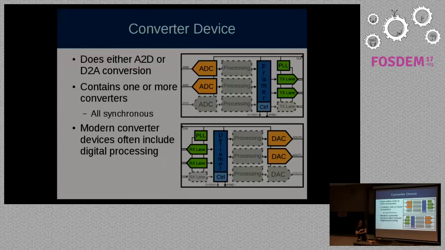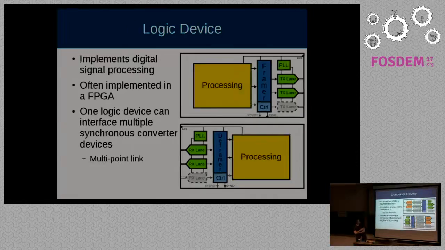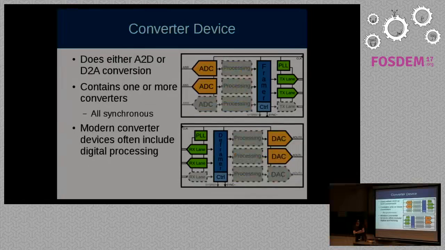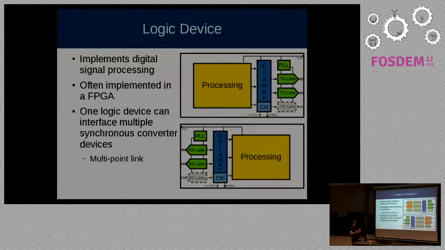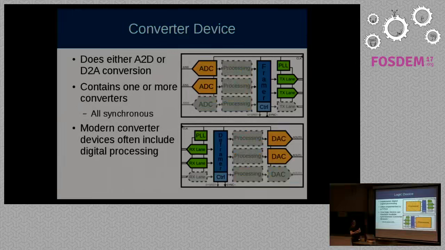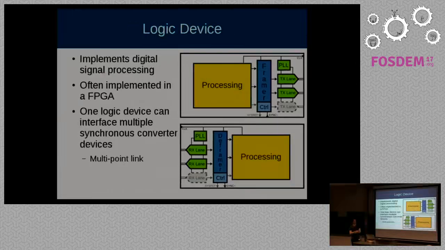And on the receiver side, on the DAC side, it's basically the same. You have your lane-specific processing, then it goes into the deframer, and the deframer distributes it to all the converters, to all the DACs. And what's important is that all those ADCs and DACs inside one device are all running synchronous. And the logic device looks basically the same, except that instead of having your converters here, you have a huge block of custom processing.